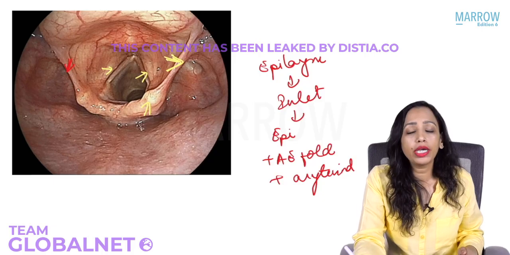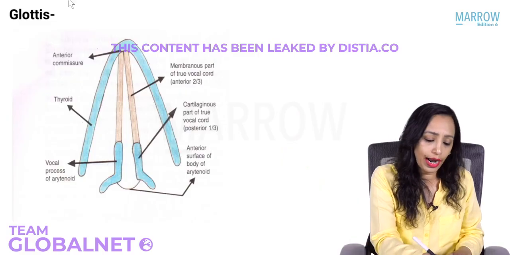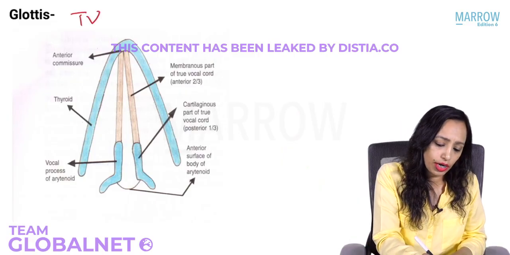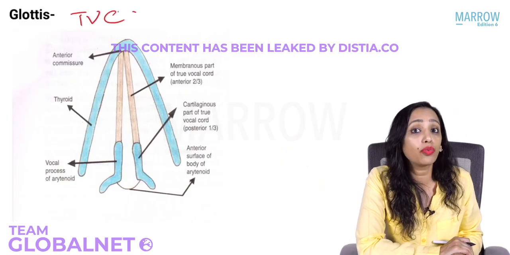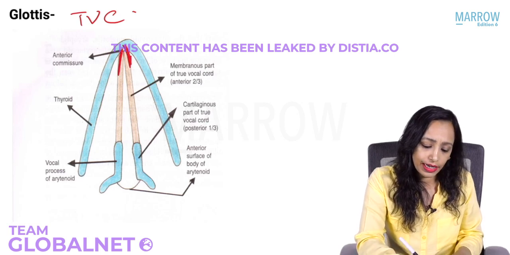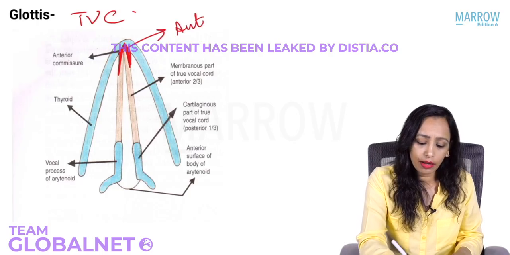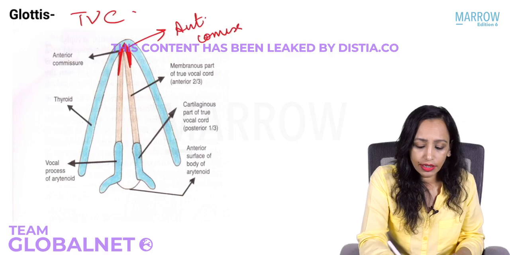Now coming to the glottis. What is glottis? Glottis is at the level of the true vocal cord. So what are the components of the glottis? Where the two vocal cords meet anteriorly on the thyroid, this is known as anterior commissure.